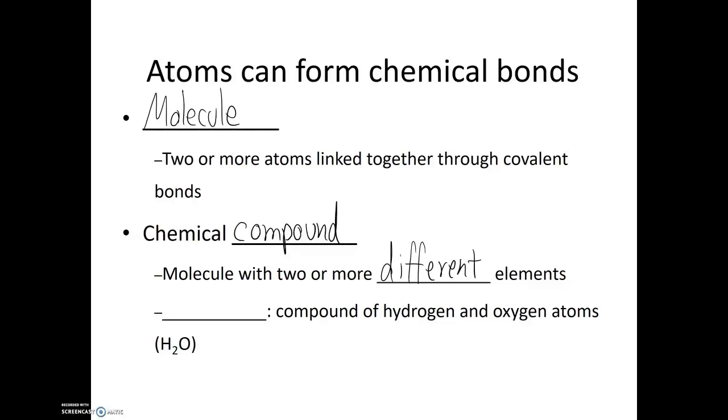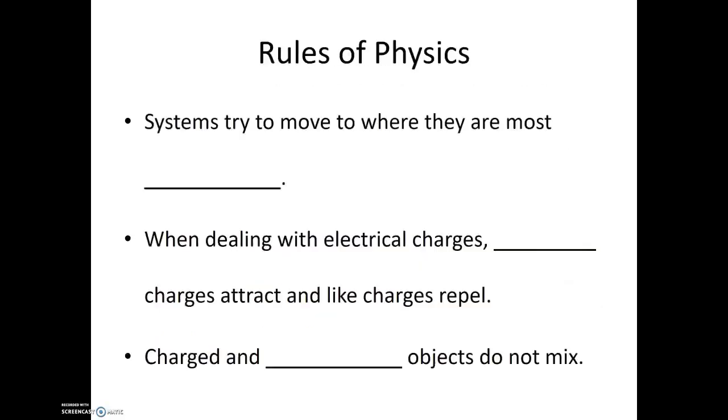A molecule could be something like oxygen gas. However, a chemical compound would be something like water. It is a compound of hydrogen and oxygen atoms covalently bonded to each other. The chemical formula for water is H2O.